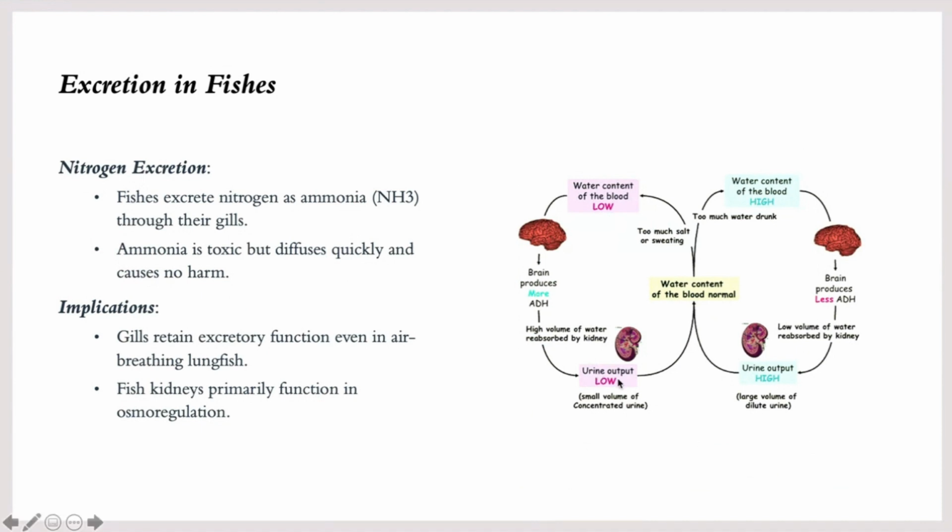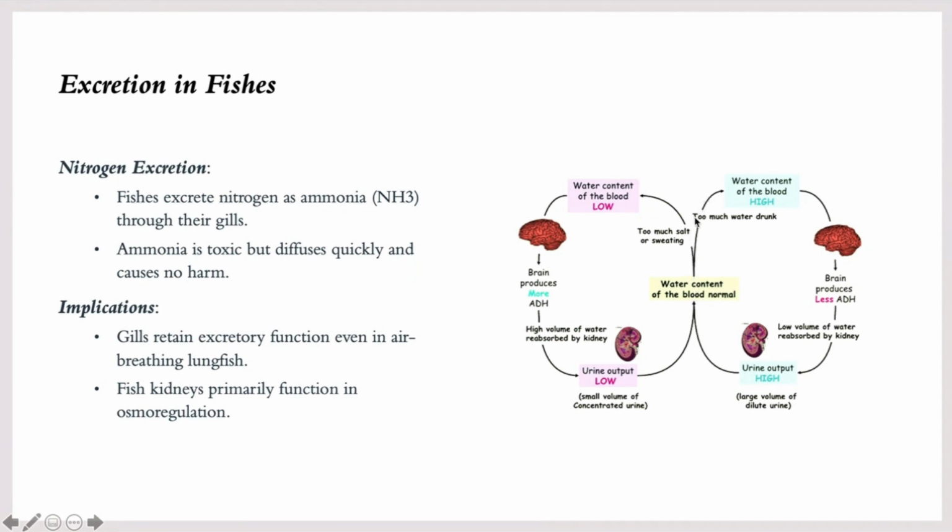Now, because more of the water is kept in the body, there's less urine that is released, and the urine that is released is going to be concentrated because the water that would have diluted it otherwise is not there, because the kidney has been told by this antidiuretic hormone to reabsorb that water into the body. Then eventually the water content in the blood will be normal.